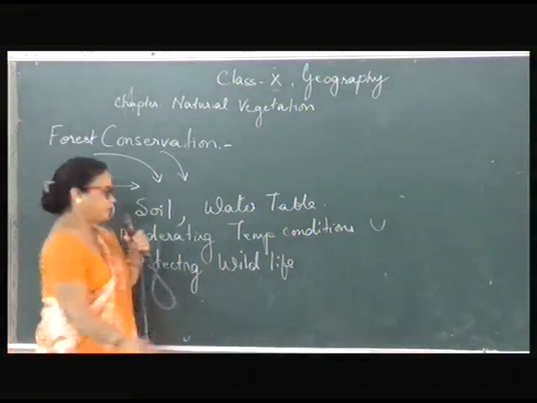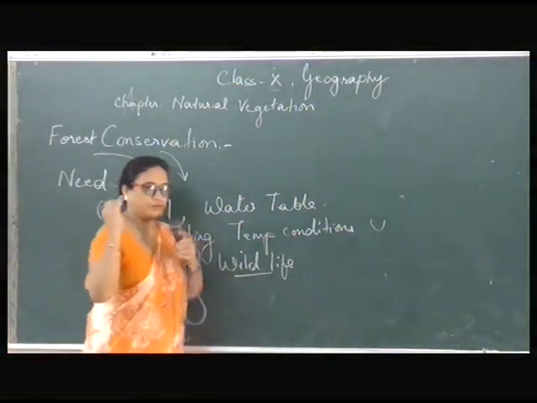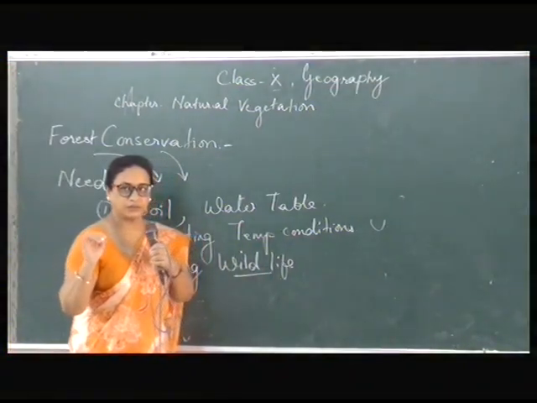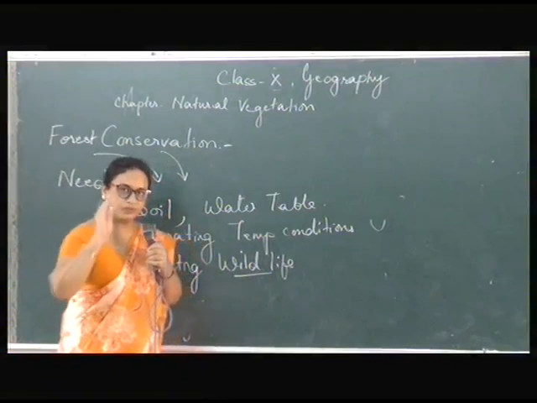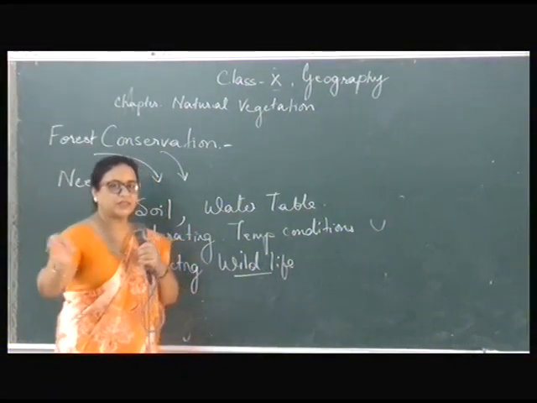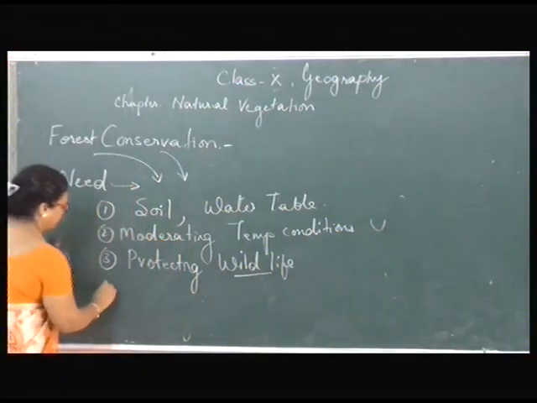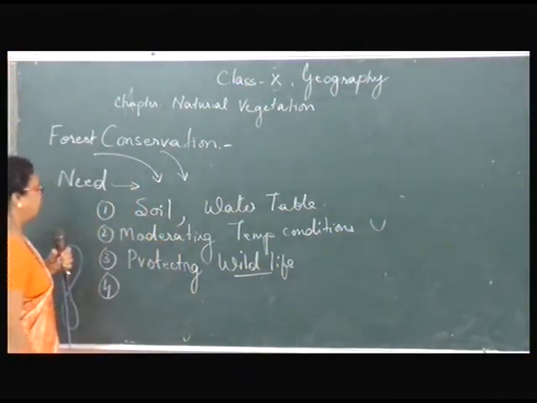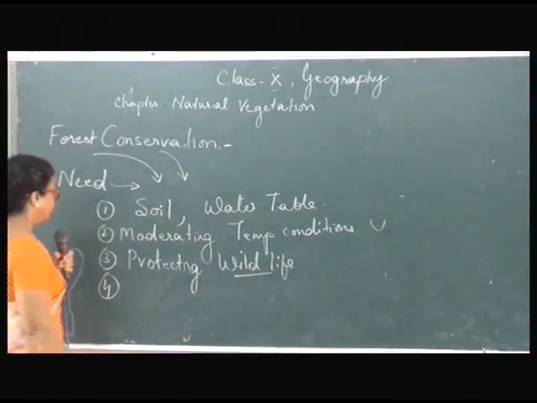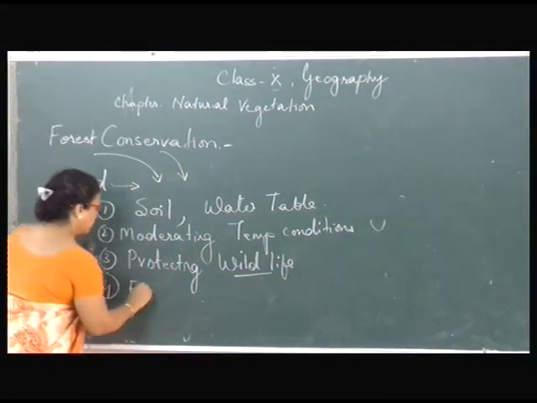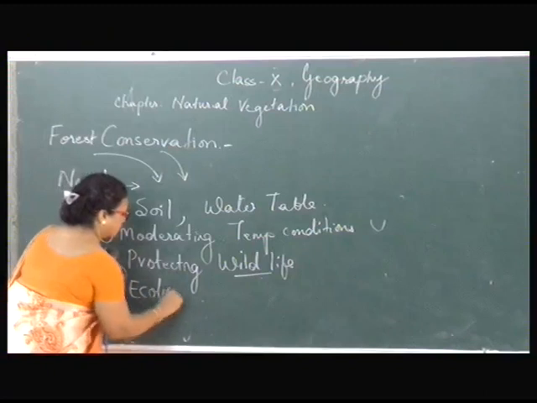Now wildlife, please note, includes flora plus fauna, both. Don't just focus on trees. Animals are a part of wildlife. And the fourth point, why we need forest conservation: for maintaining ecological balance.